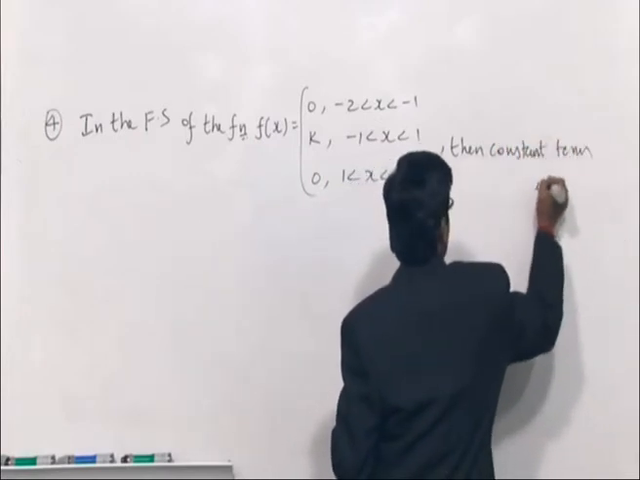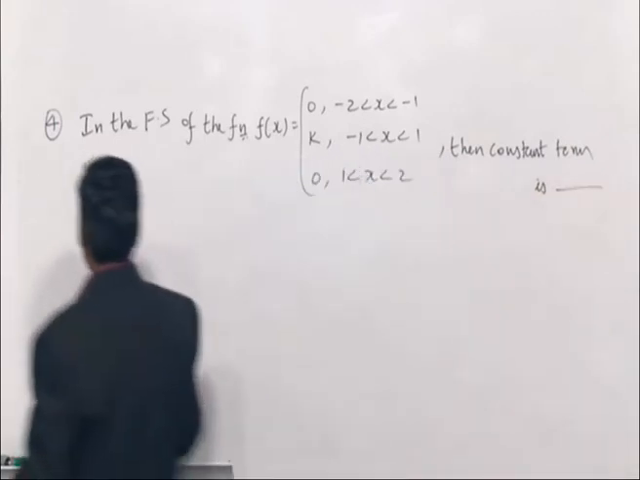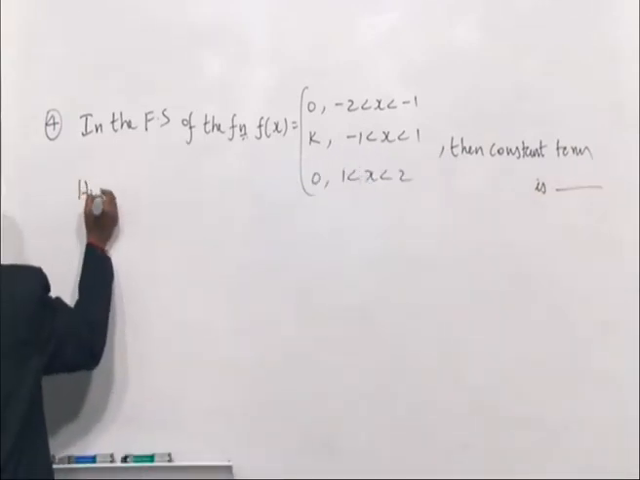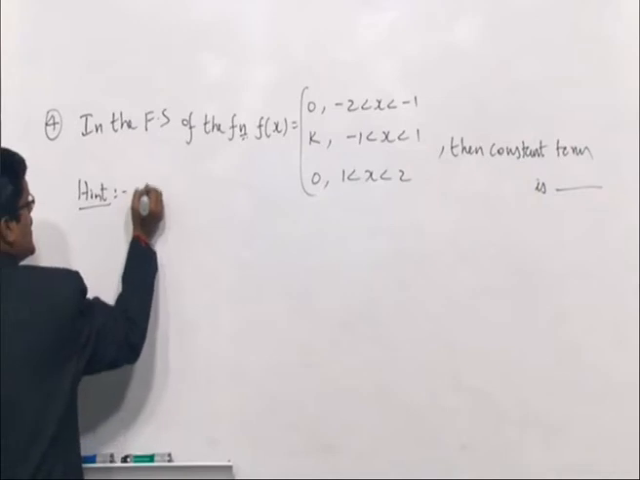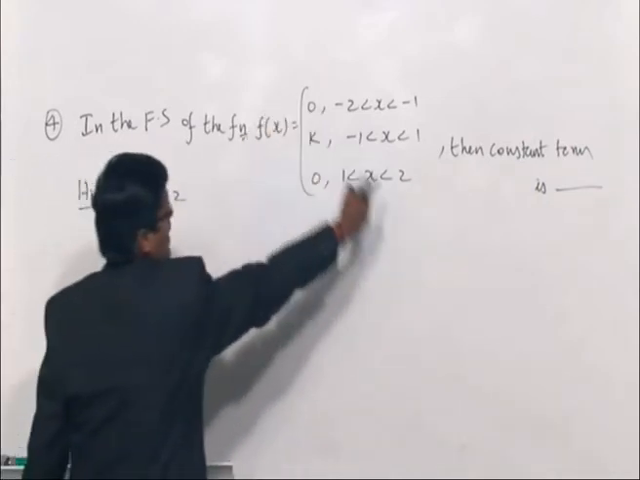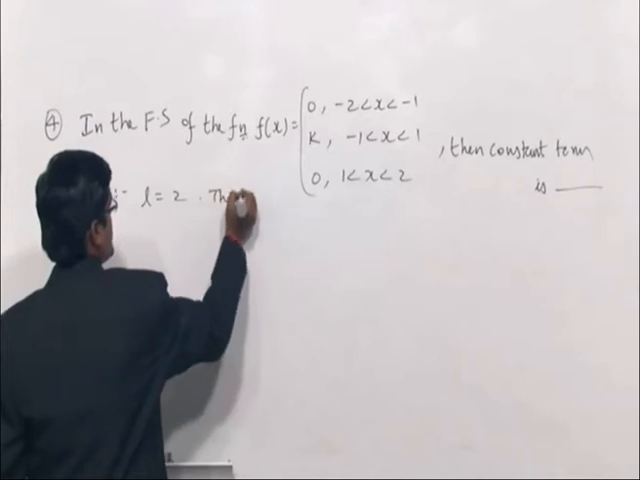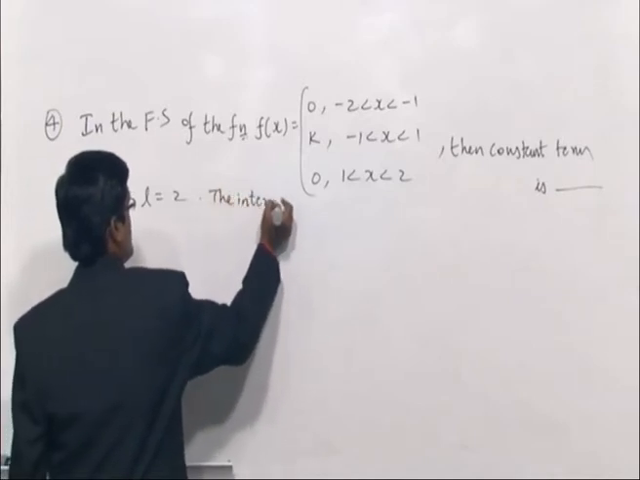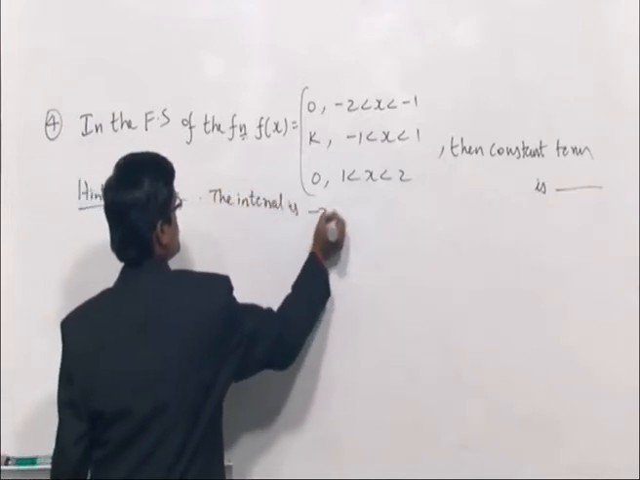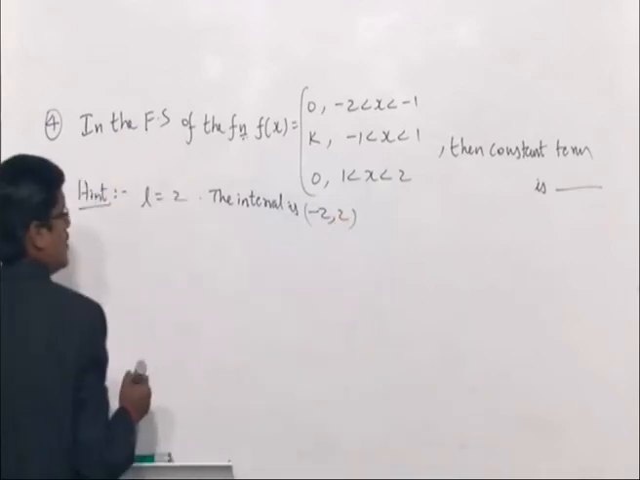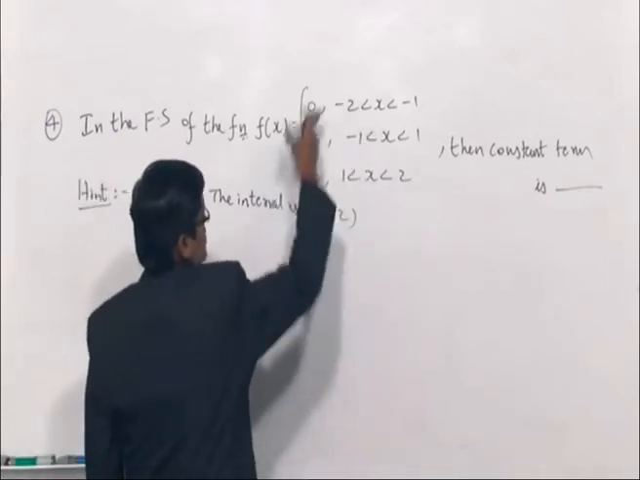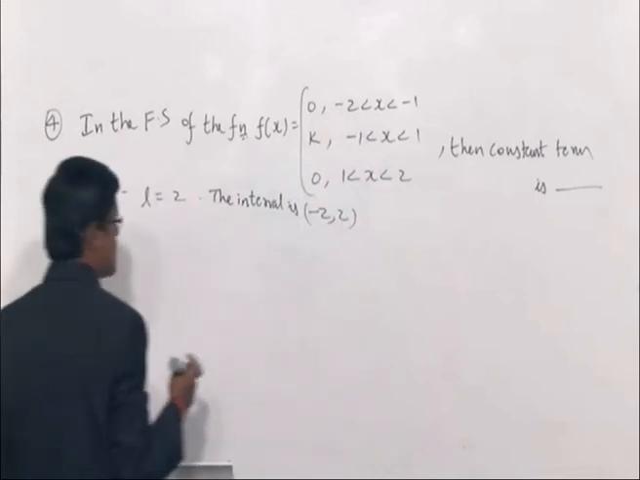the constant term is, just I am giving a hint, later you evaluate. Here L is equal to 2, comparing with -L to L. That is the total interval, if you consider -2 to 2. So it is also called piecewise continuous, where different functions are defined in different subintervals.